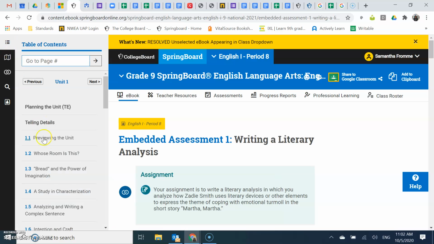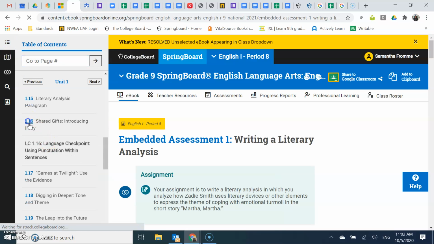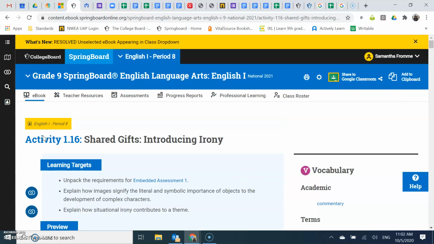So that's coming up at the end of quarter 1. But in the meantime, let's go back to what we're working on, 1.16. And guess what this book has you reading? Guess what? Just guess.